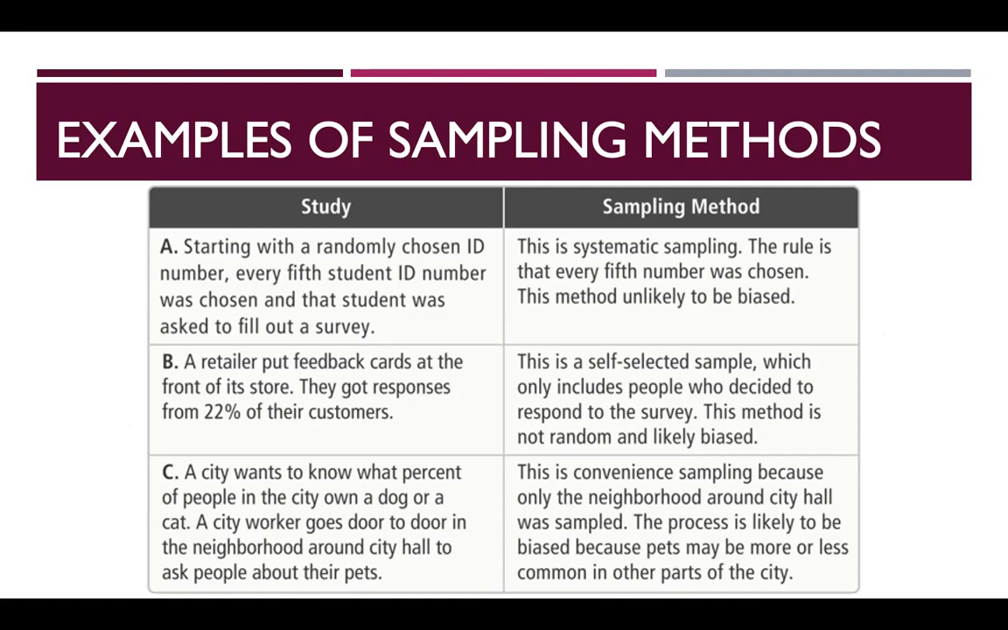For B, we have a retailer that put feedback cards at the front of its store. They got responses from 22% of their customers. So you don't have to take that feedback card. So that's going to be self-selected because they're volunteering to do it. And then for C, a city wants to know what percent of people in the city own a dog or a cat. A city worker goes door to door in the neighborhood around City Hall to ask people about their pets. So this one is convenience because he's going to that neighborhood because it's very convenient for him. It's right there.